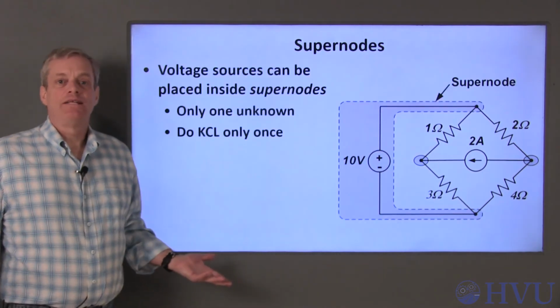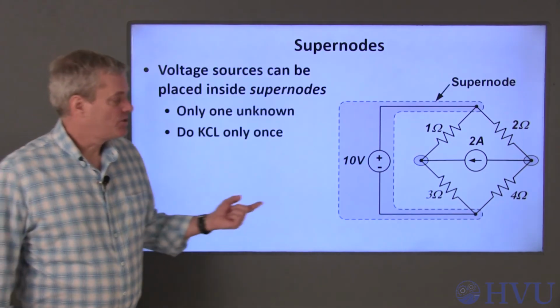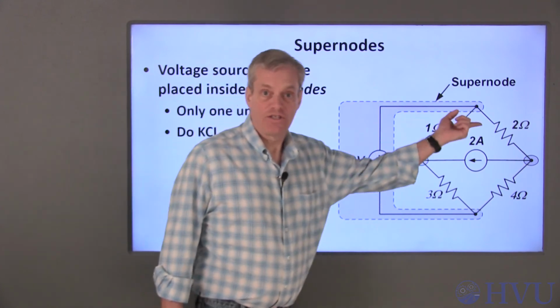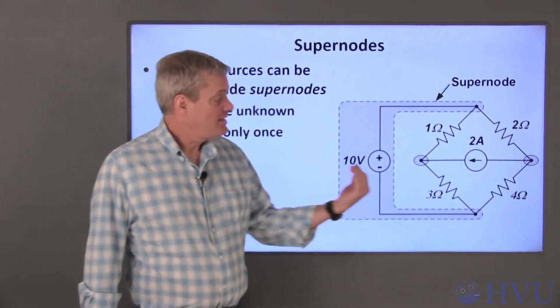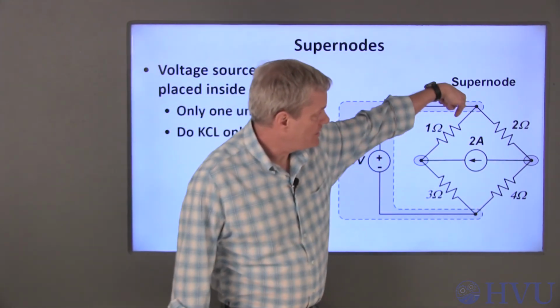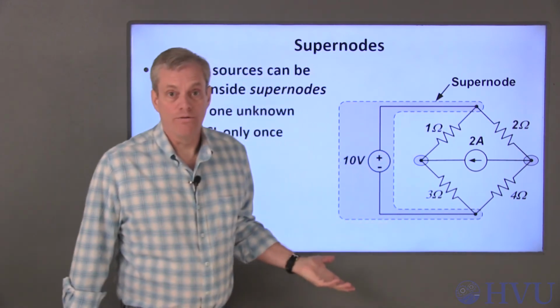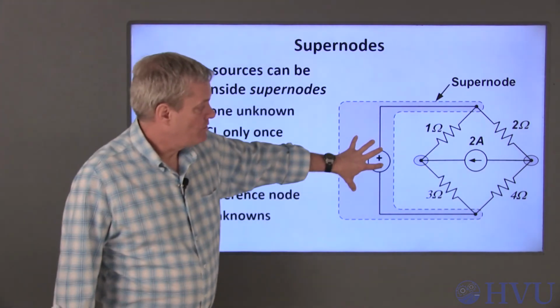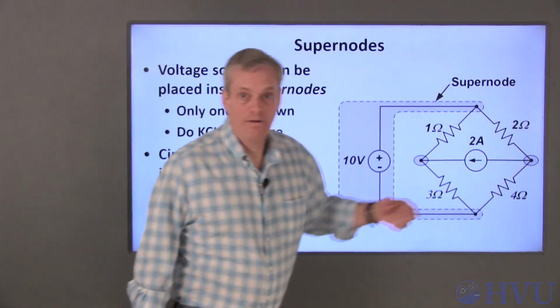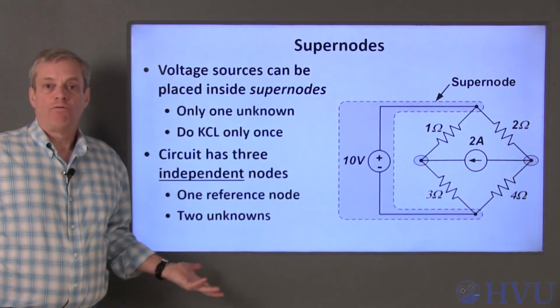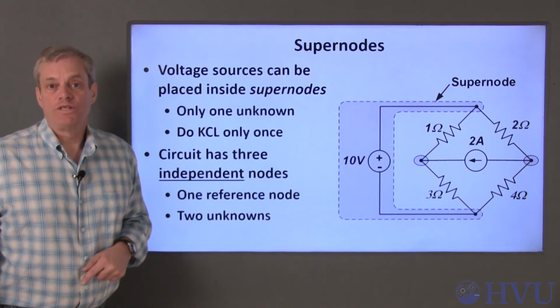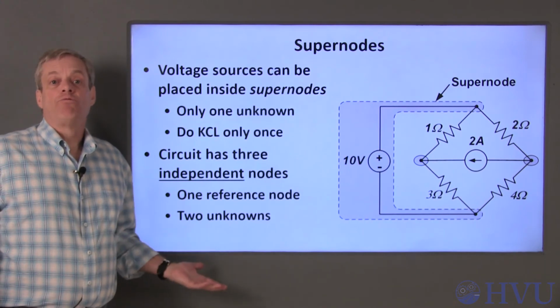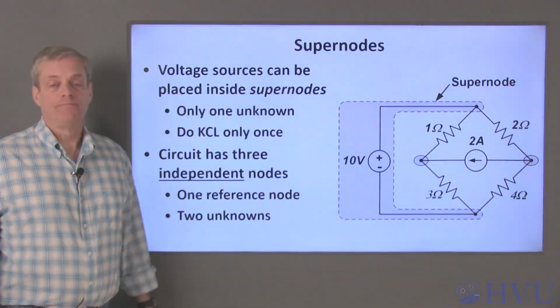The easiest way to deal with this is to put the voltage source inside what is called a supernode and do KCL on all of the currents entering or leaving that supernode. For this example, there are only 3 possible independent nodes now, here, here, and here. Since one of these nodes will be a reference node, we have 2 node voltages we need to determine, and we only write KCL twice.